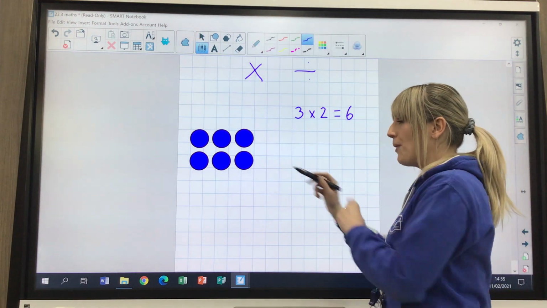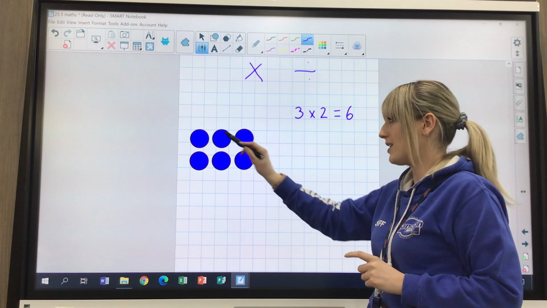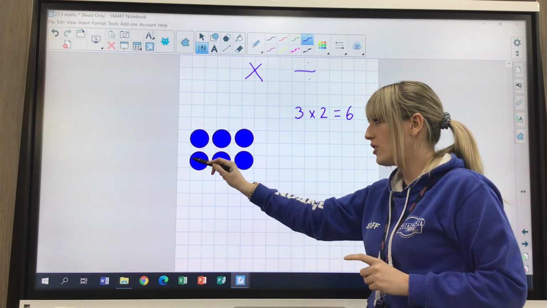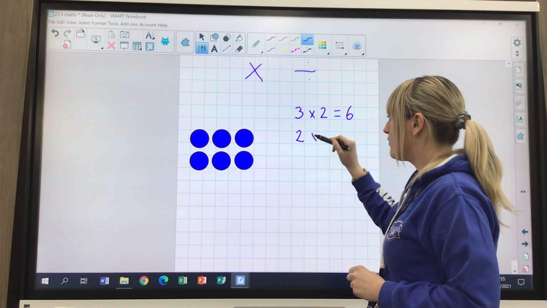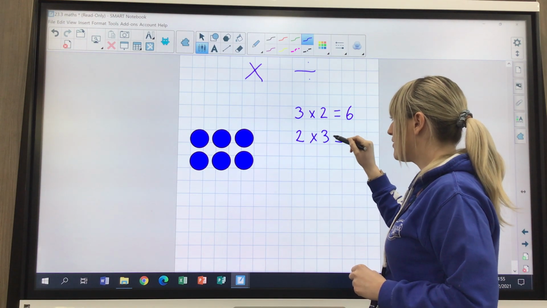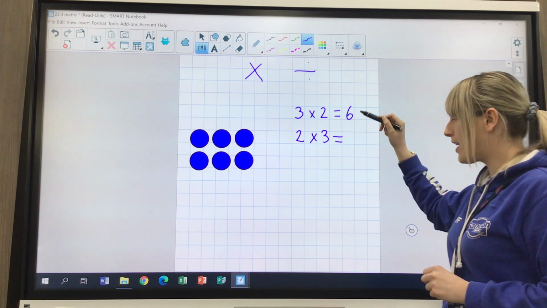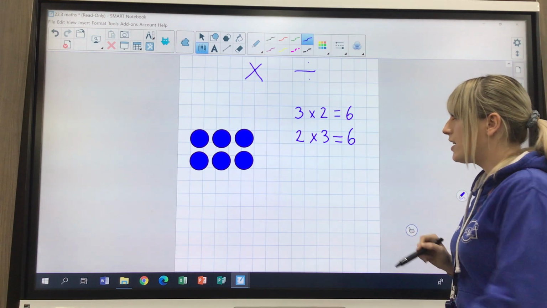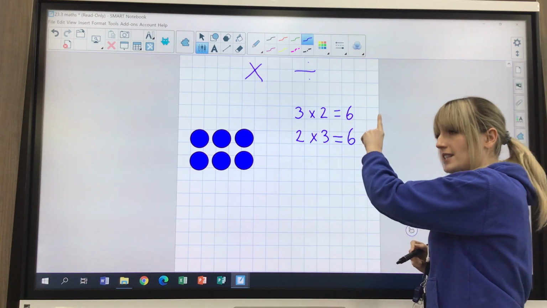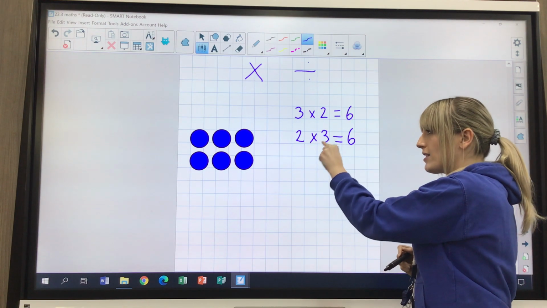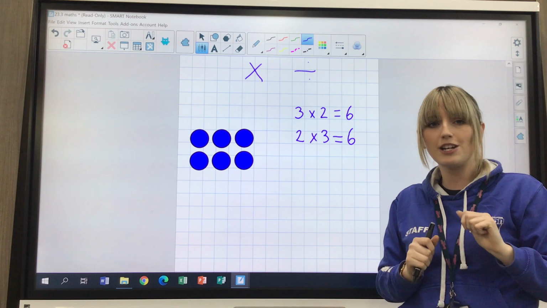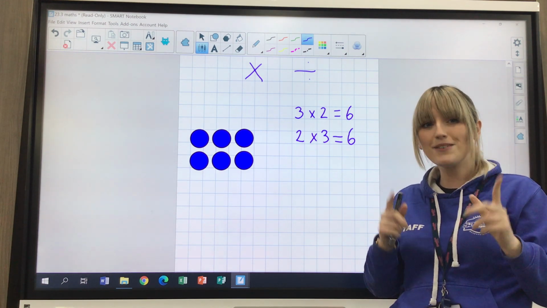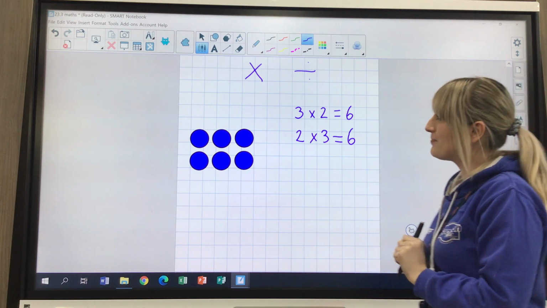So now I've got groups of 3. So 1 group of 3, 2 groups of 3. So 2 groups of 3 equals, and we know it's the same, so my answer is going to be 6. So 3 times 2 is 6, 2 times 3 is 6. Okay, so I just switch it round because multiplication is commutative. Well done if you said it.